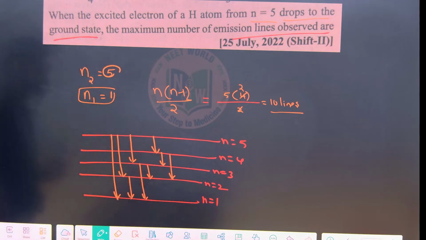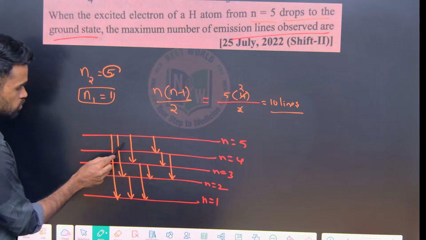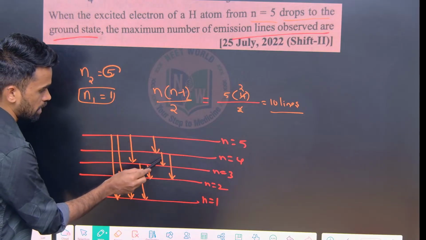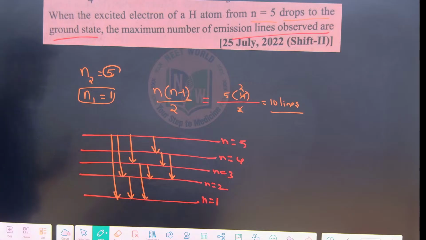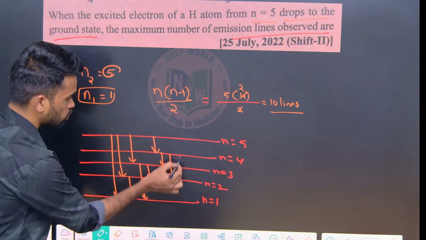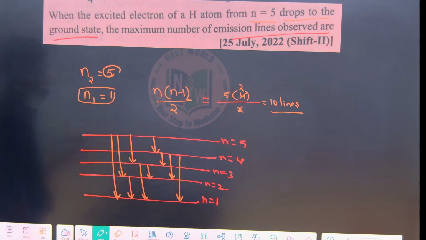Now count the number of lines we got here. So 1, 2, 3, 4, 5, 6, 7, 8, 9. So one more line is missing. What is that? Directly from 4 to 1 it can fall. Yes, 10 lines we got. So these are the 10 lines we are going to get.